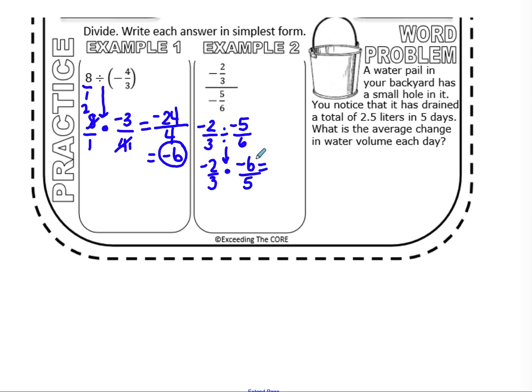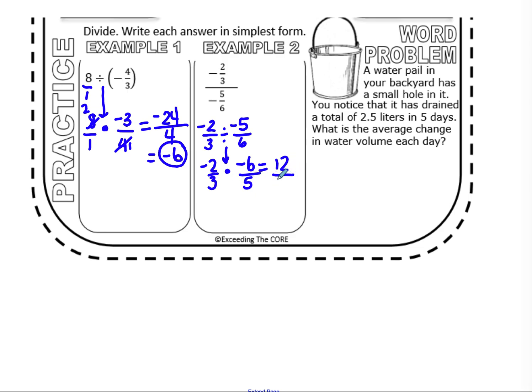Now I have the same sign, so the answer is going to be a positive number. I can cross cancel if I want, or I can multiply straight across. I'll show you both ways. So multiplying straight across, negative 2 times negative 6 would be a positive 12.